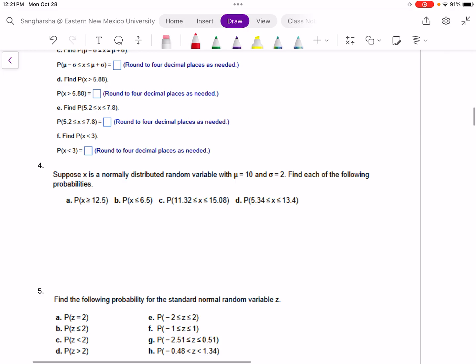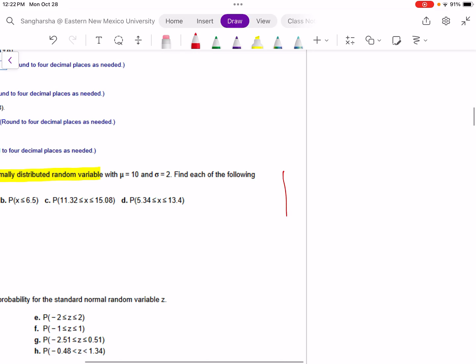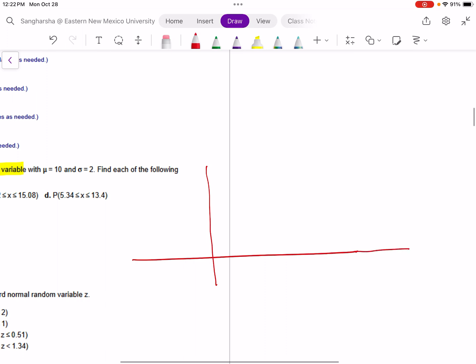Now let me go to the next one. Number 4. Suppose x is a normally distributed random variable. Whenever you have a normally distributed random variable, what is the very first thing we do? We draw what kind of graph? Bell-shaped curve. Even without looking at the equation, you start drawing the bell-shaped curve.